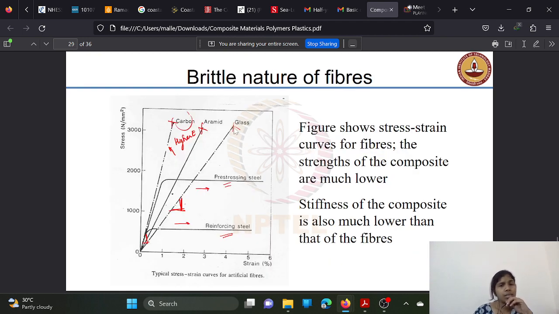See, these are the stress strain characteristics for glass fiber reinforced plastic, aramid and carbon. These are all ductile in nature. These are all brittle in nature. There is no ductile region here. But when you mix it with reinforcing steel or pre-stressed steel, it is having some ductile nature.